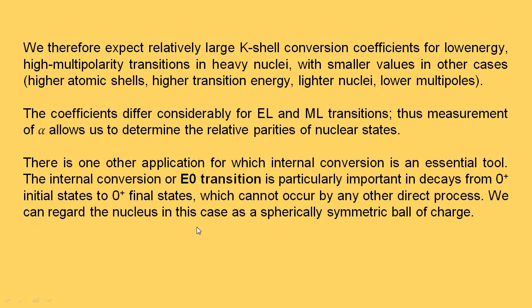We can regard the nucleus in this case as a spherically symmetric ball of charge. That means we have discussed that only for a spherical distribution you have an electric monopole. That means we can regard it as a single charge. So in that case, the nucleus is nearly spherical in its ground state and in the excited state. So if you are getting the E0 transition, clearly you can say that that particular nucleus is spherical in nature. And that's all.